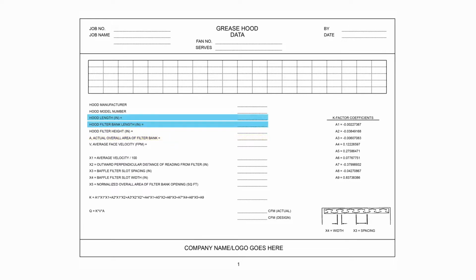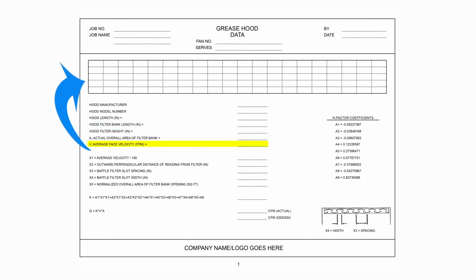As the data for the hood filter bank length and the hood filter height are recorded, the area A, actual overall area of the filter bank, is automatically calculated. V, average face velocity in feet per minute, will be computed when all filter velocities are recorded. x1 equals average velocity divided by 100.